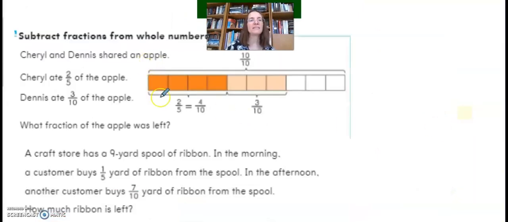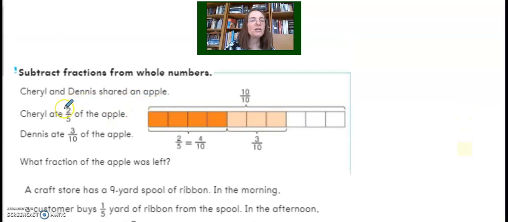Cheryl and Dennis shared an apple. Cheryl ate 2/5 of the apple. Dennis ate 3/10 of the apple. What fraction of the apple was left? Well, I think 2/5 right here, this would be Cheryl's, and this would be Dennis's.